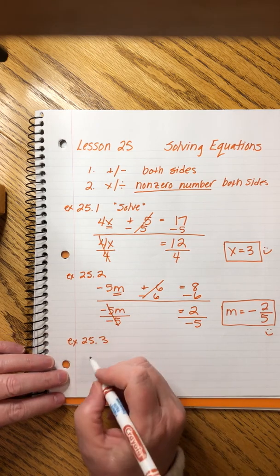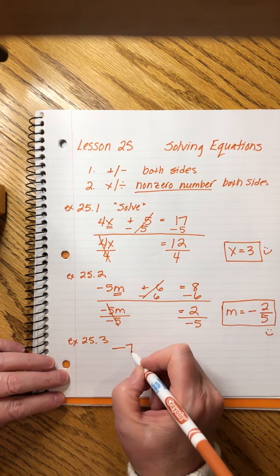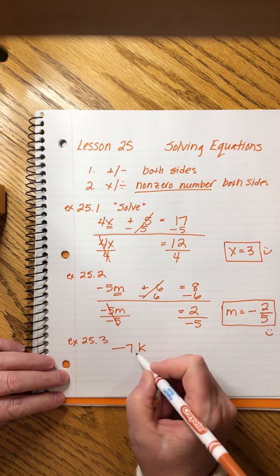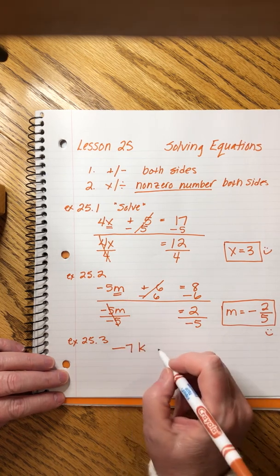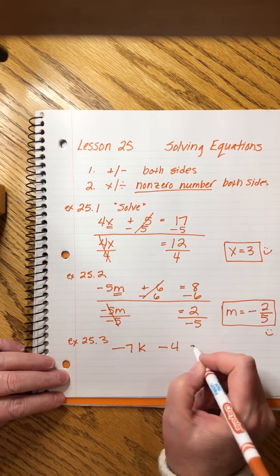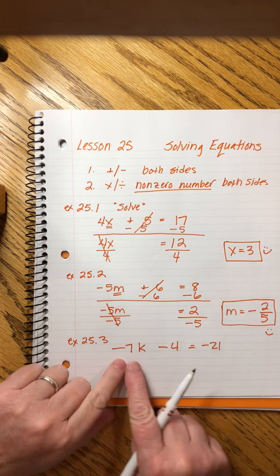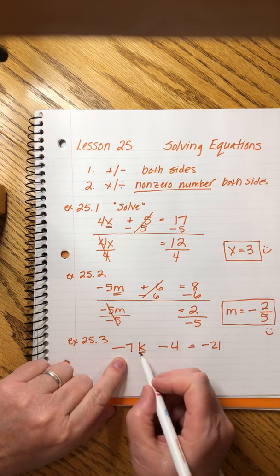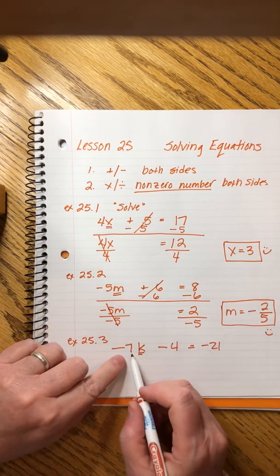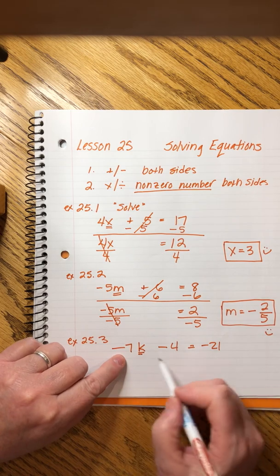Ready? Solve minus 7k. Does it make a difference if it's a different letter? No, it's exactly the same. Minus 4 equals minus 21. Ooh, we're getting a run on negatives. All right, but the process is exactly the same. We're over here. There's our k. We see the equal sign. Cool. You're the one that's going home first.